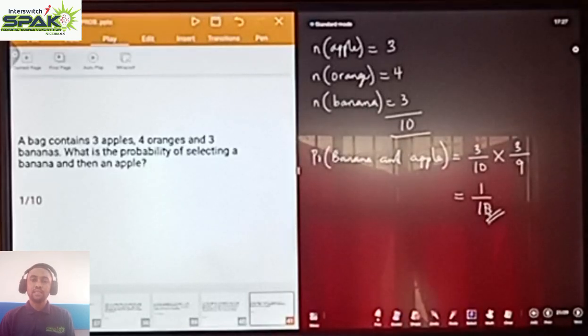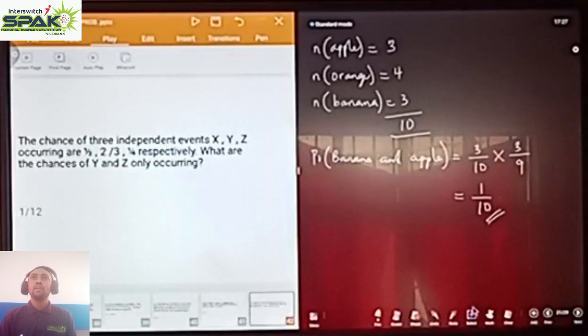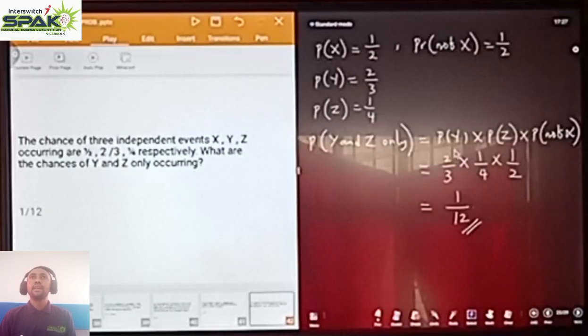Do you understand that? All right. So the next question is, we have it there that the chances of 3 independent events X, Y, Z occurring are 1/2, 2/3, and 1/4 respectively. So probability of X is 1/2, probability of Y is 2/3, probability of Z is 1/4. Then what are the chances of Y and Z only occurring?